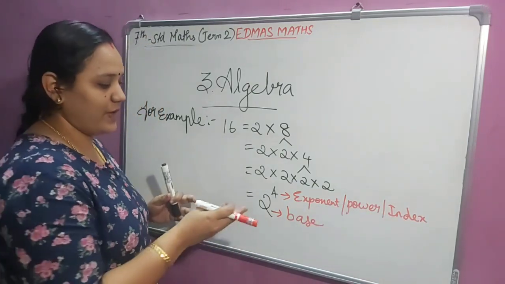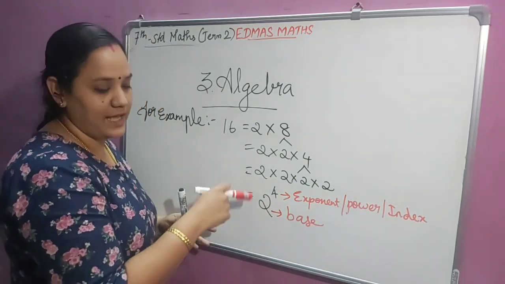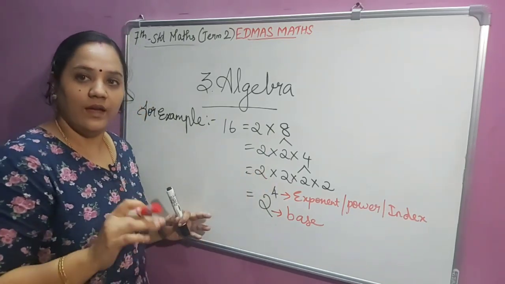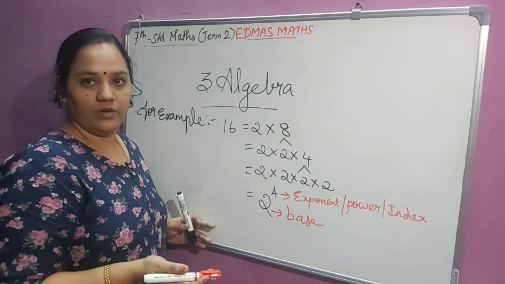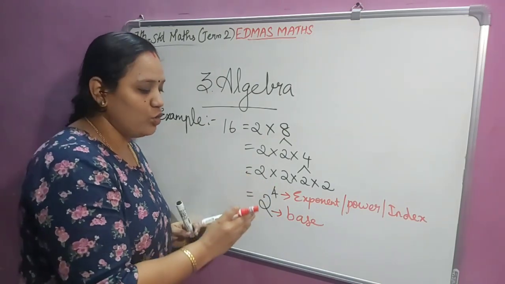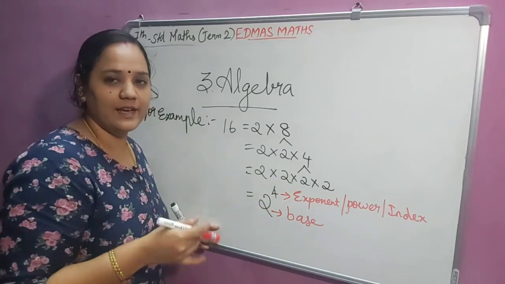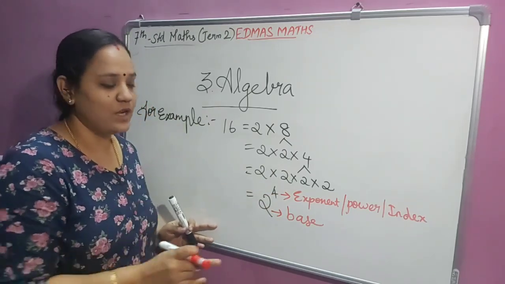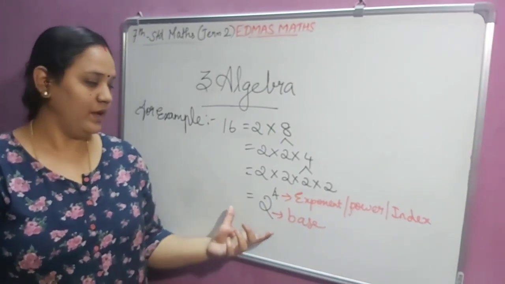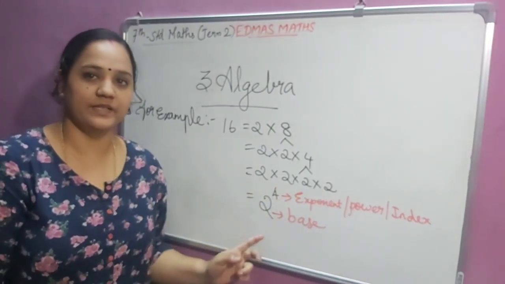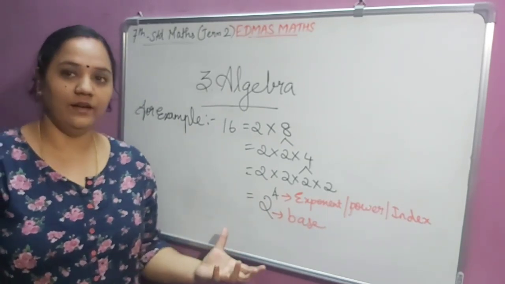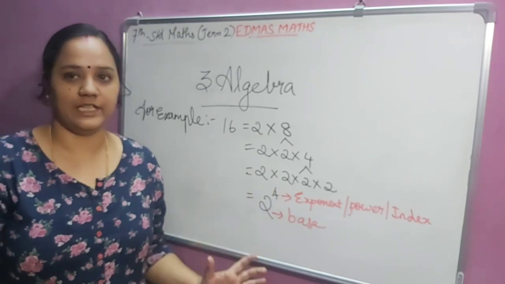We can call this 4 as exponent, power or index. Is it clear? So we can read this number as 2 to the power 4 or simply 2 power 4. Okay, 2 raised to the power 4, or 2 to the power 4, or 2 power 4. This method of writing the numbers is known as exponents. Is it clear?